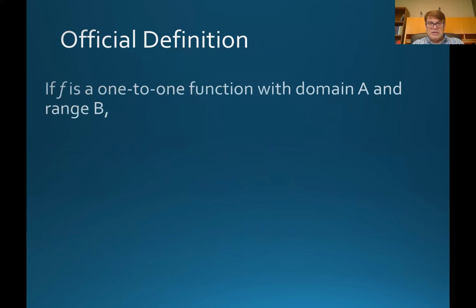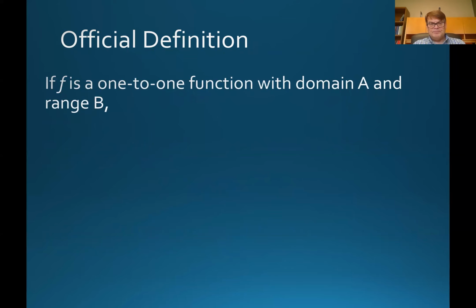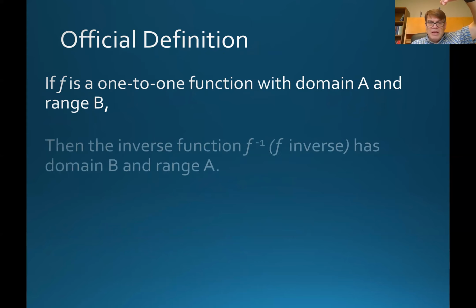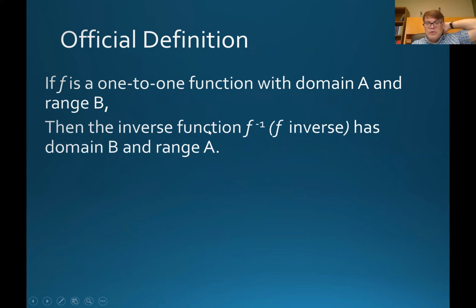Okay, so here's the official definition of an inverse function. If f is a one-to-one function with a domain A, that's the stuff you're putting into the machine, and range B, that's the stuff coming out of the machine, then the inverse function, f inverse, is written f with a superscript of -1. It is not the function to the -1 power. Stewart mentions that several times. This is read f inverse. It's not 1 over f. This is just the way of writing the inverse function.